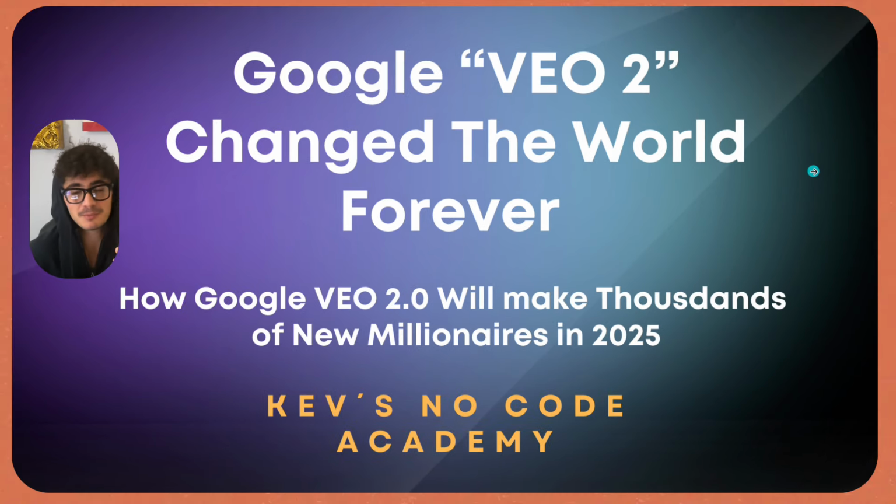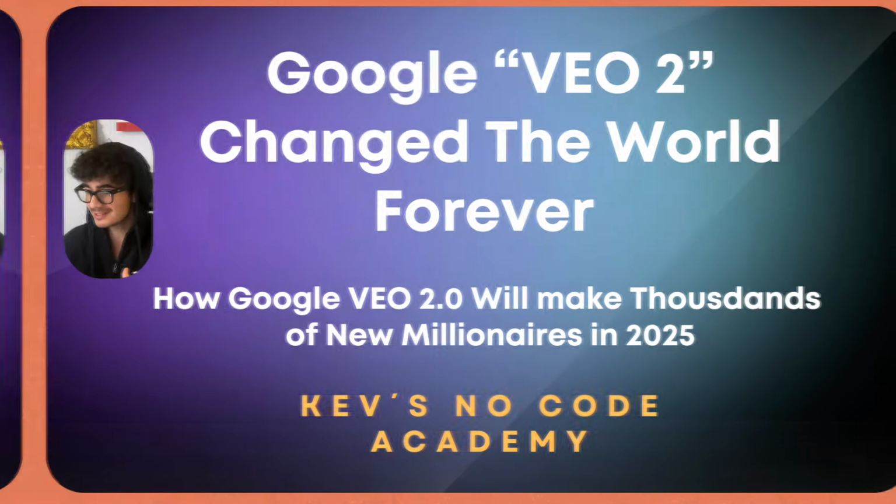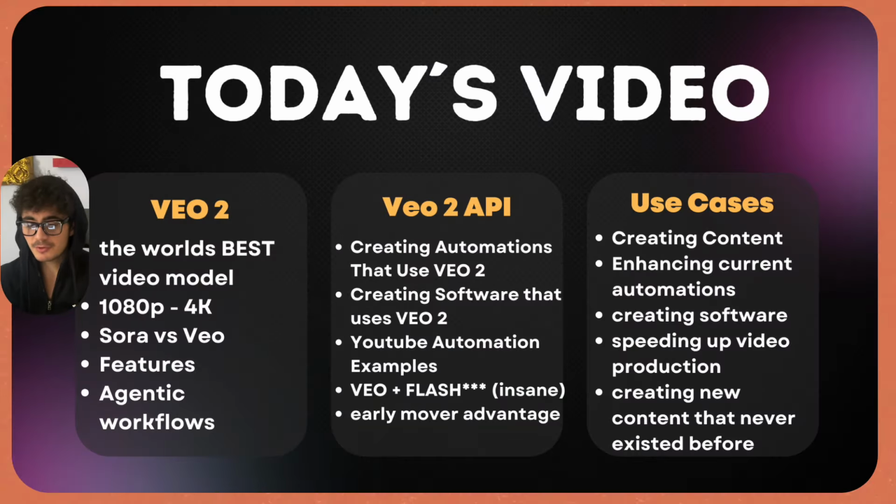Similar to my last video about Google Flash 2.0, I can't believe VEO 2 is here, and honestly this kind of feels like another Christmas present. So first off, guys, we're going to break down what VEO 2 is. It's the world's best video model because it can produce video quality all the way up to 4K. It can also produce videos longer than 60 seconds, and there's a couple of features that I want to talk about.